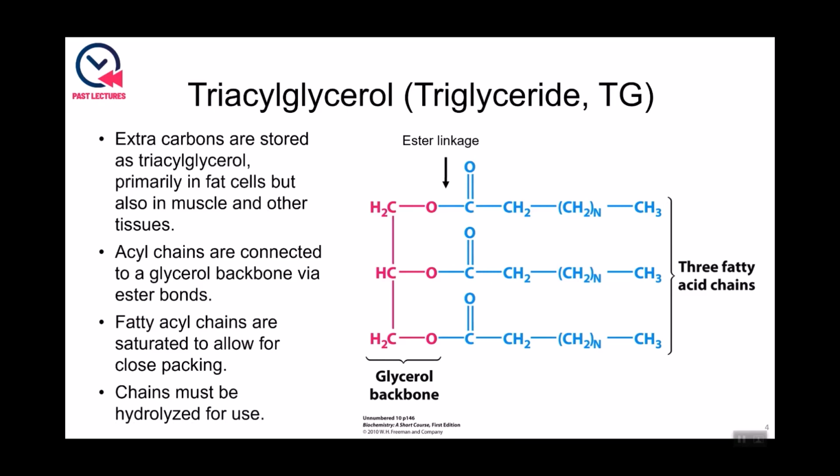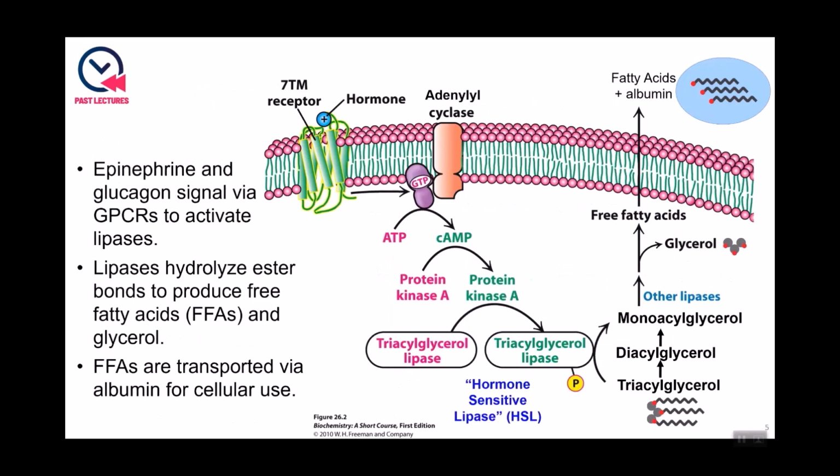In order to catabolize these chains, we do need to release them, and this will be through the hydrolysis of the ester bonds. It's the GPCR signaling pathway that we've seen before that can lead to the breakdown of triglyceride molecules. In order for the lipases to be activated, they do need to be phosphorylated, and this is all going to be mediated by protein kinase A, which we saw was activated by cyclic AMP produced by adenyl cyclase, and adenyl cyclase was activated by the GTP-bound G protein.